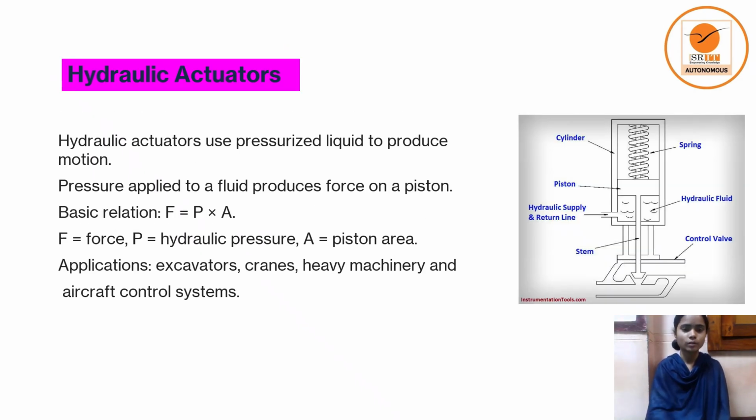Next, hydraulic actuators. Hydraulic actuators use pressurized liquid to produce motion. The pressure applied to the fluid produces force on the piston. The basic formula for the hydraulic actuator force is force equals pressure times area. These are used in heavy machinery, aircraft, and control systems.